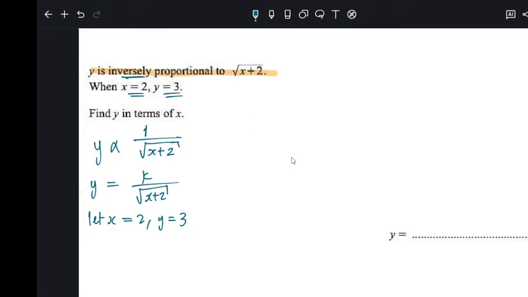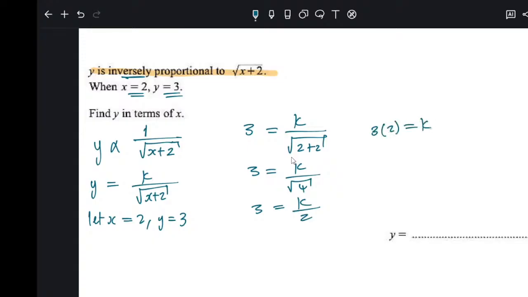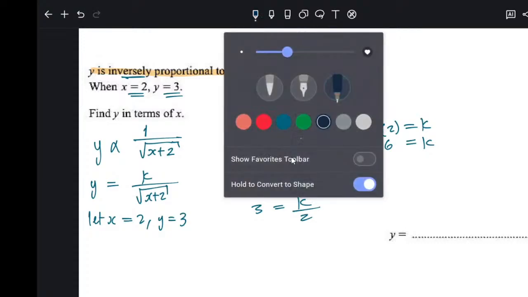So now you're going to say, where there is y, we are putting 3 is equal to k over the square root of, where there is x, you're putting 2. So 2 plus 2. You now say 3 is equal to k over the square root of 4. 3 will be equal to k over root of 4, which is 2. You take 2 to the other side, you are going to have 3 times 2 is equal to k, which is 6 is equal to k. So 6 will be equal to k.